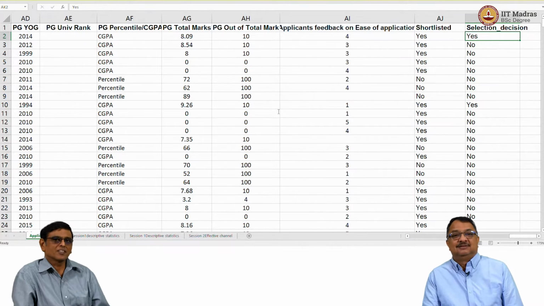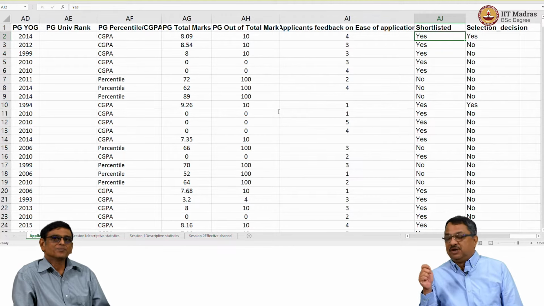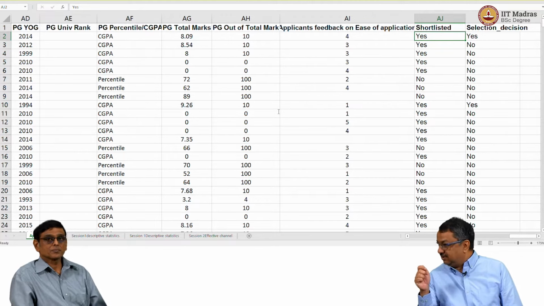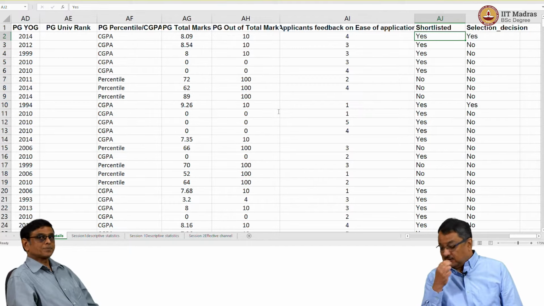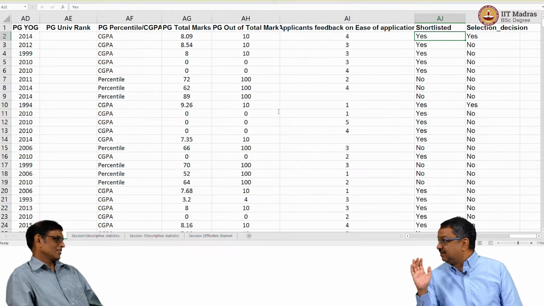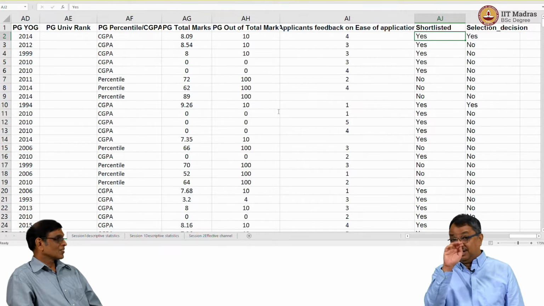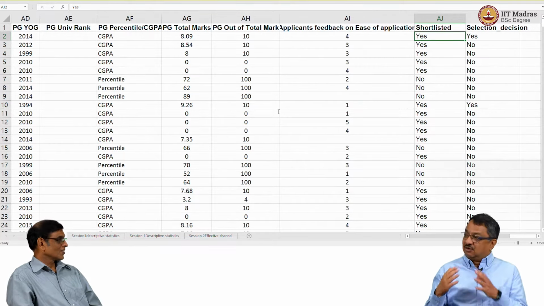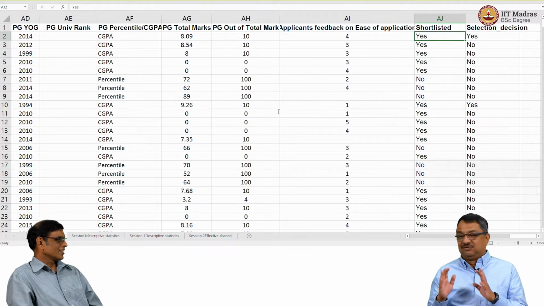And then the final thing is some human being went through these resumes and decided either to shortlist or not shortlist. That is the key factor. This decision is not being made on this Excel sheet. This decision has already been made. We have just entered it here.